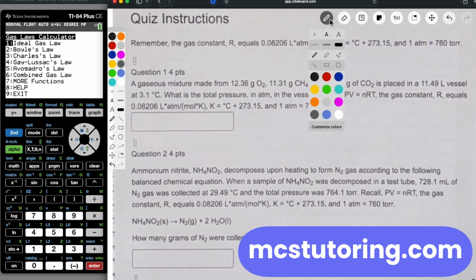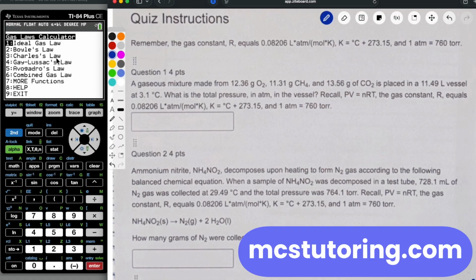Now, you also have to figure out a few things like which menu item you're going to be using. So this first thing: this gaseous mixture made from 12.36 grams of O2, 11.31 grams of CH4, and 13.56 grams of CO2 is placed in an 11.49 liter vessel at 3.1 degrees Celsius. What is the total pressure in atmospheres in the vessel?